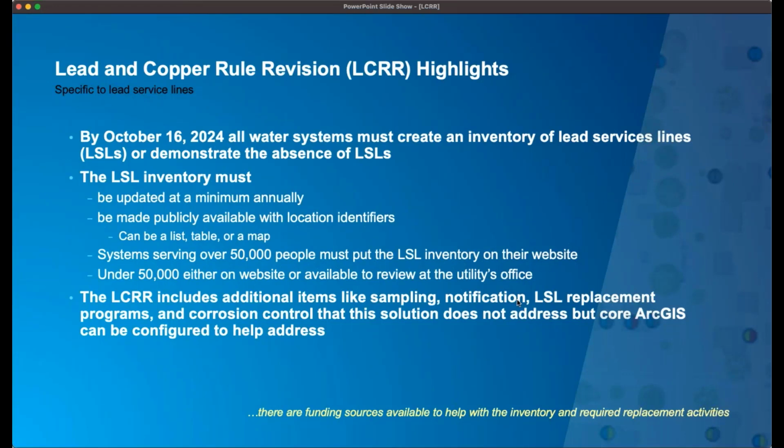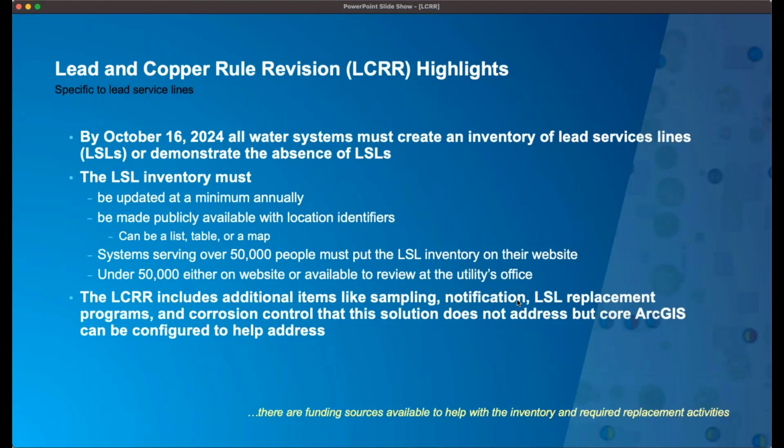And it's our current understanding of the rules that by October 16th, 2024, all water systems must create an inventory of lead service lines or be able to demonstrate the absence of lead service lines. Now that lead service line inventory must be updated at a minimum annually, but as you see Alex demonstrate the solution, you'll see the importance and really the ease of keeping that inventory up to date in real time.